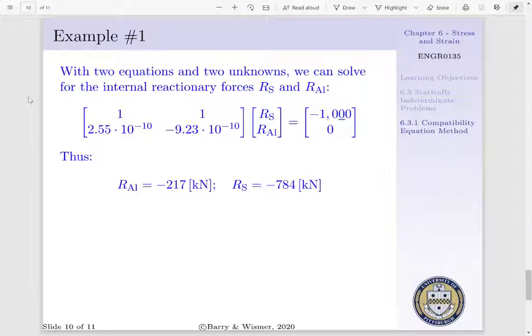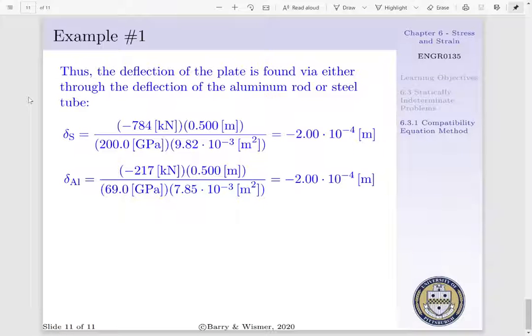We find that the reactionary force of the aluminum is minus 217 kilonewtons, and that of the steel is minus 784 kilonewtons. As a check, we can add these two together, and within the uncertainty of our given applied load, we see that this will match our original equilibrium equation. Lastly, we can calculate the deflection of the plate via the deflection of the aluminum or steel.